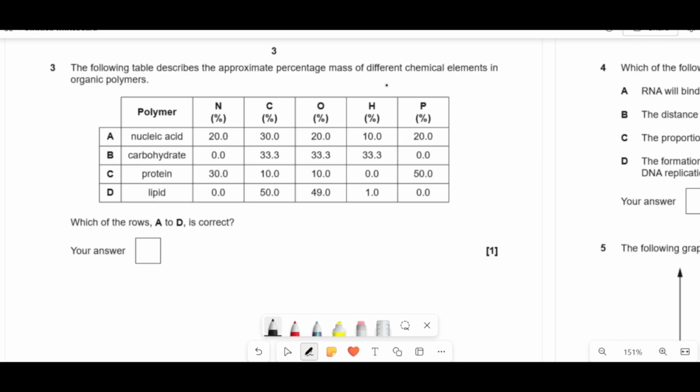Then it says the table describes the percentage mass of different chemicals in organic polymers. Which one, A to D, is correct? If we have a look, we've got nucleic acids and all of this stuff.